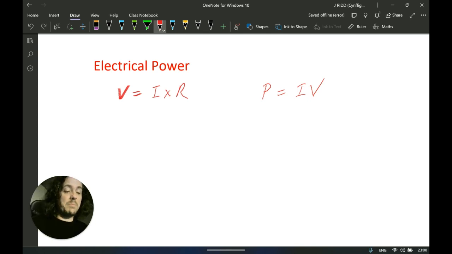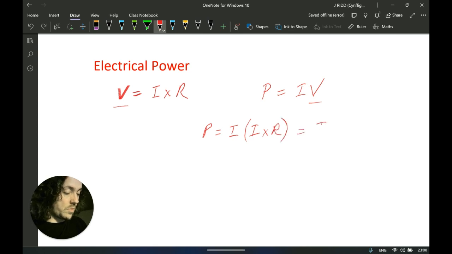We can combine these two equations to produce other equations, and you should be aware of how that's done. So if I was to, for example, substitute this V value into here, then I could rewrite this one as P is equal to I, and instead of V now I'm going to write down I times R, which is equal to I squared R. So that's one of our equations.